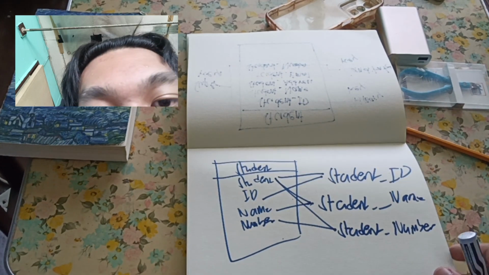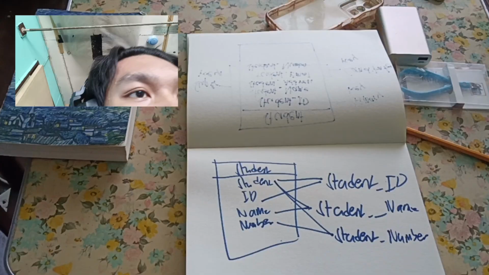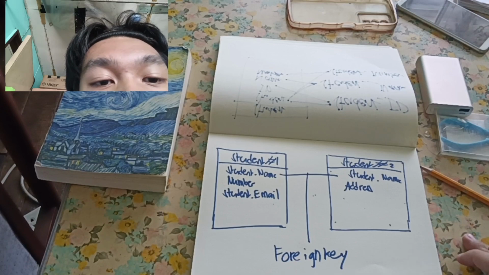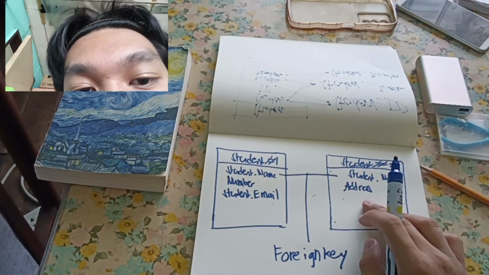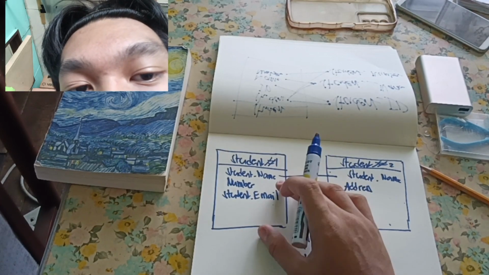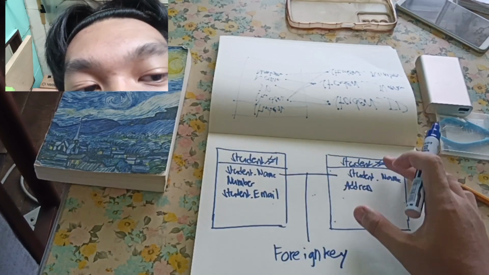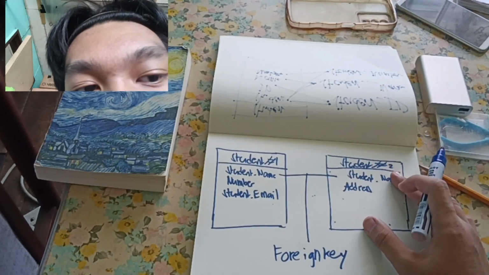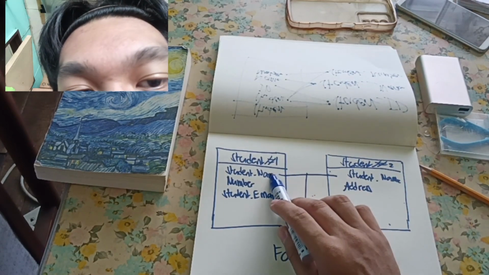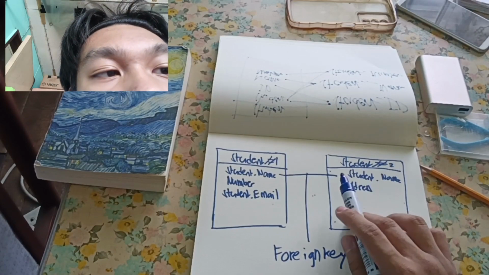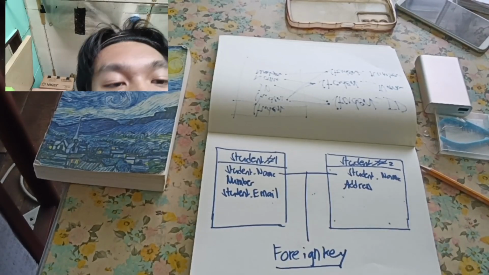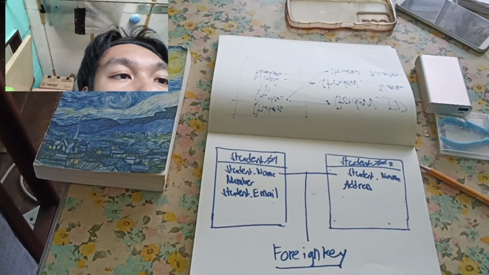So let's proceed to the next key, which is the foreign key. The foreign key is like the primary key. The primary key exists on another table, with similar names actually, thus making it a foreign key. As you can see, both of them are similar, thus making this the foreign key. Let's proceed to the next key.